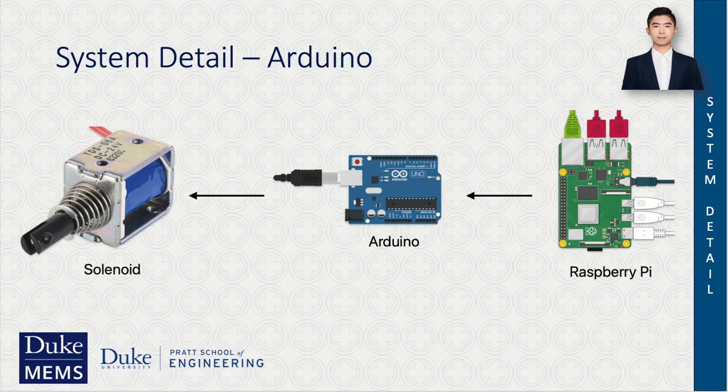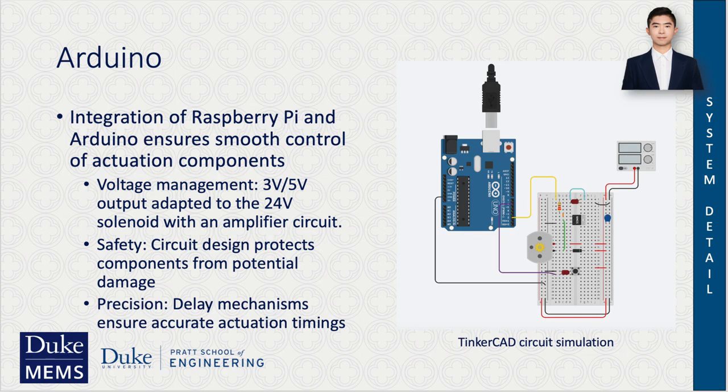And as far as our solenoid push-off unit, we're using an Arduino as a relay and the driver. We integrate the Raspberry Pi and Arduino to ensure smooth control of the actuation components. We managed to adapt to the 24-volt solenoids with the amplifier circuit, which is on the right. For safety, we designed our circuit to protect the components, the Arduino, and also the Raspberry Pi. And for the Arduino, we're putting in a delay mechanism to ensure accurate timing of the actuation.